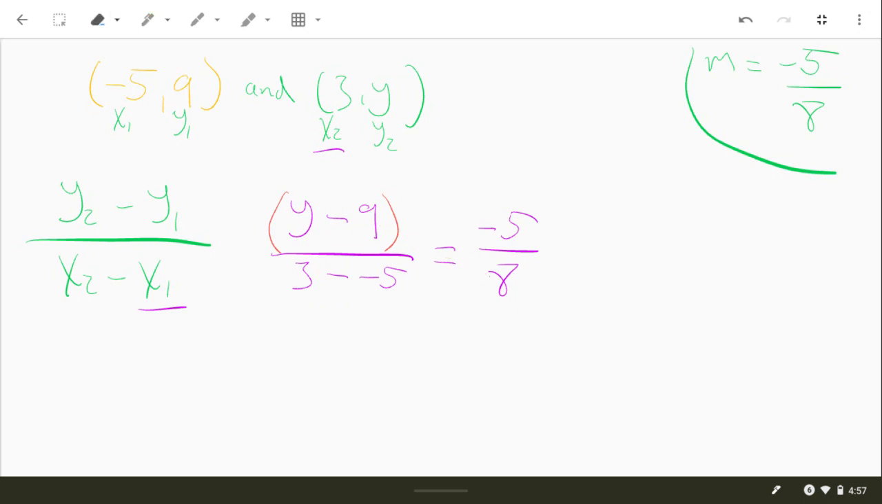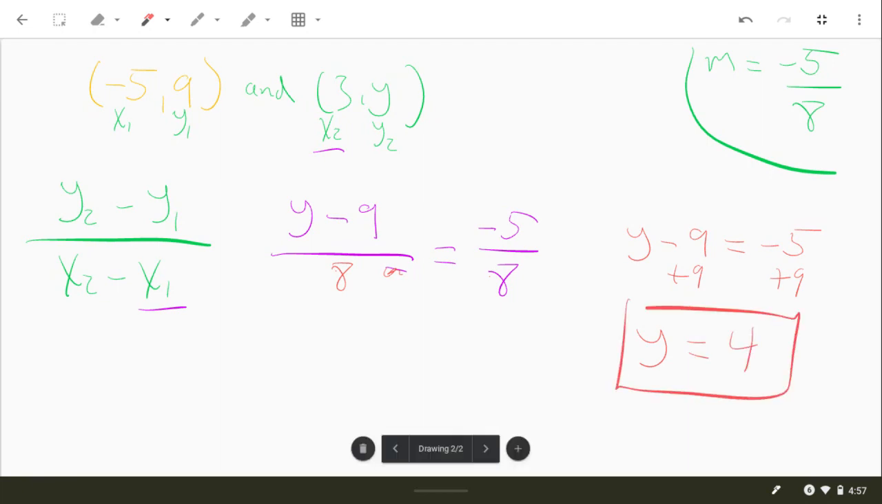I'm not going to do this cross multiplying business this time. So 3 minus negative 5 is equal to 8. Let me just put that there so you'll see clearly. Notice that both fractions have 8 on the bottom. That just means that the numerator needs to equal negative 5. So I'm going to do y minus 9 equals negative 5. Add 9 to both sides, and I'll get y equals 4. Boy, that was much easier.